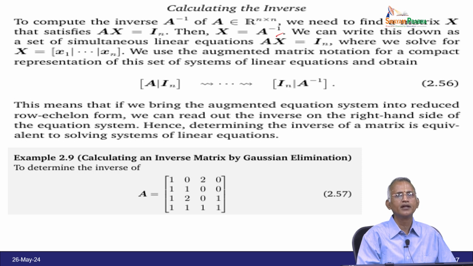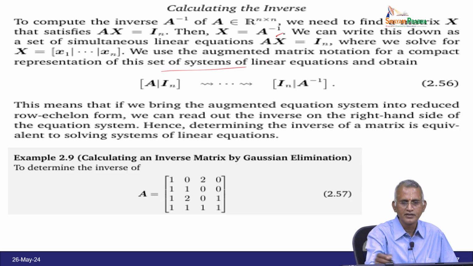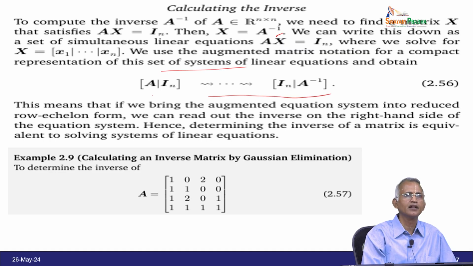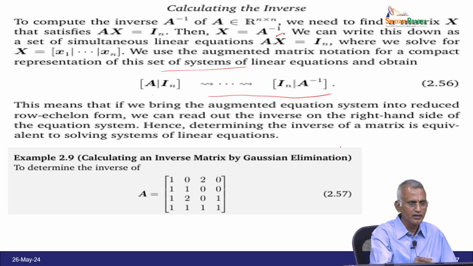We use the augmented matrix notation for the compact representation of the system of linear equations, [A | I] to [I | A inverse]. So, this is the augmented matrix we can convert. This means that if we bring the augmented equation system into reduced row echelon form, we can read out the inverse from the right hand side of the equation system. Hence, determining the inverse of a matrix is equivalent to solving the system of linear equations.